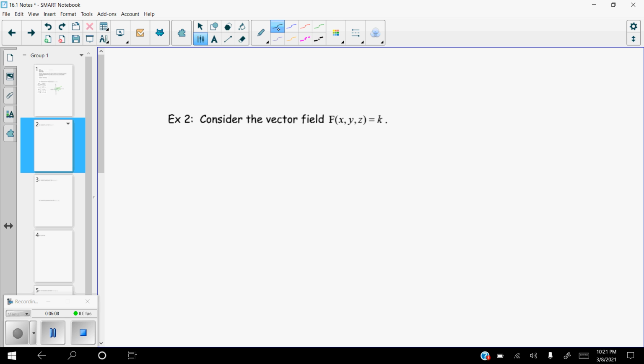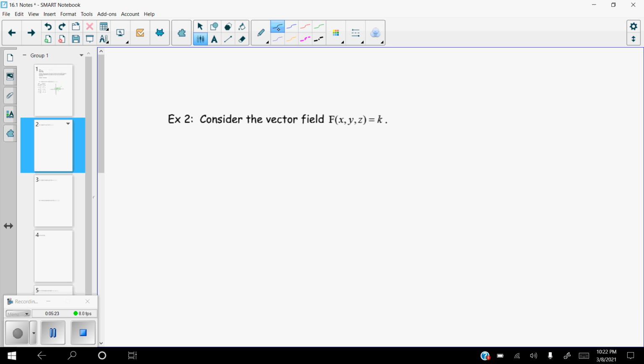So this one, now we're in 3 dimensions. So it's f of x, y, z equals k. Remember that k is basically your z component, and the coefficient of that is 1. That's basically like f of x, y, z equals 1k.